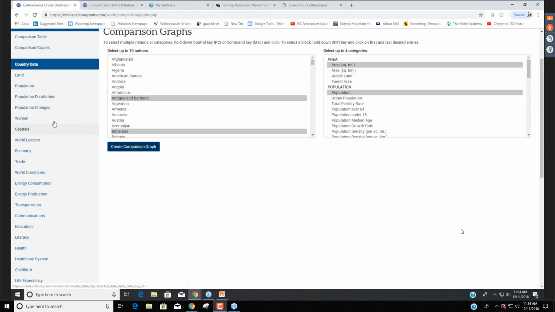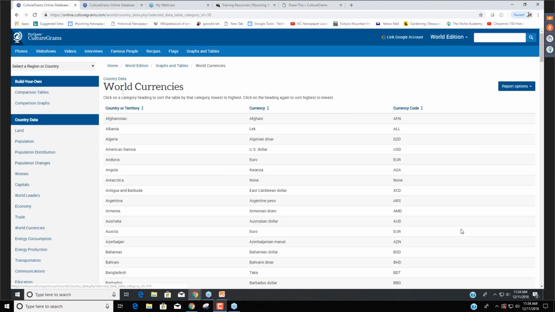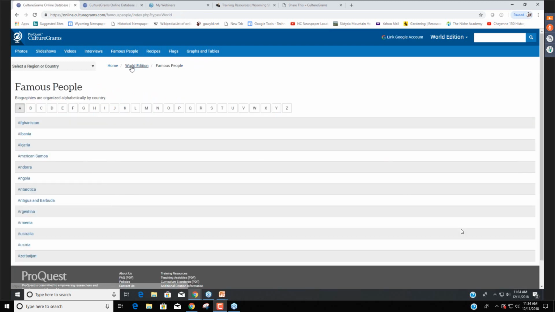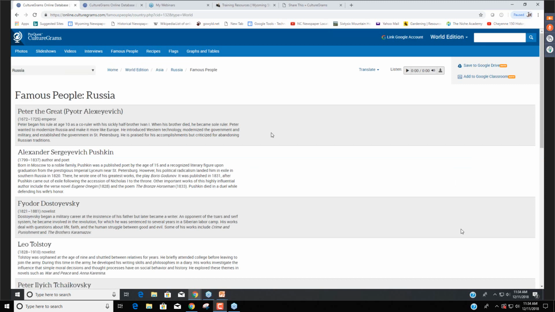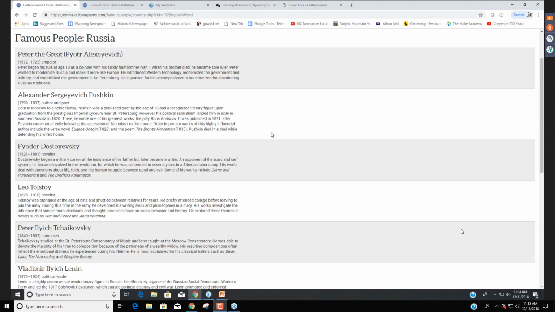I can also look at things like we did before. So I can select world currencies, for example, and I can see alphabetically by country or territory what their currency is. I can go to famous people. There's a tab for that, and select alphabetically. So here's famous people under Russia.